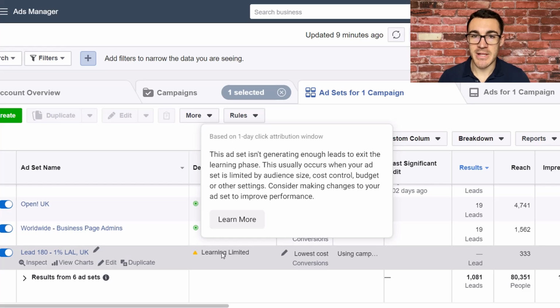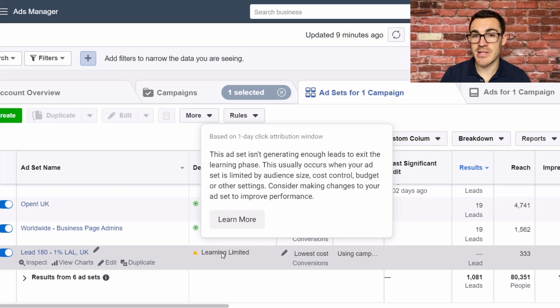So I get a lot of comments from people saying things like, I'm not generating 50 conversions a week with my conversions campaign. Should I therefore be running a campaign with the traffic objective or the engagement objective or something like that? And my answer is nearly always no, because a partially optimized conversions campaign will still usually outperform a traffic campaign when you're looking to generate conversions.